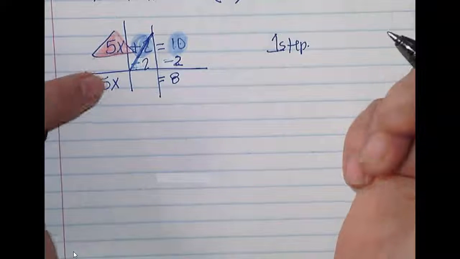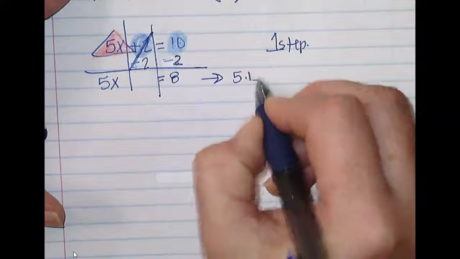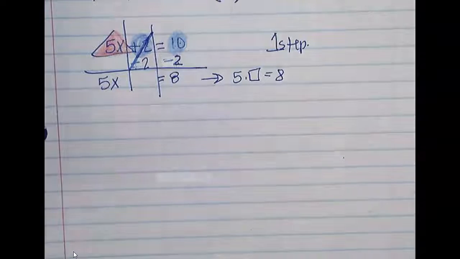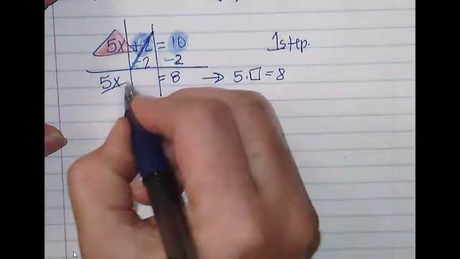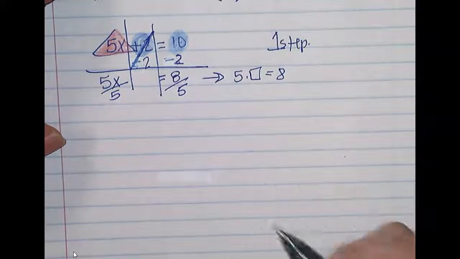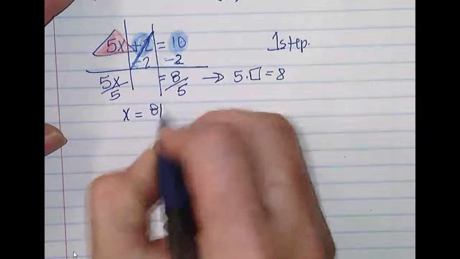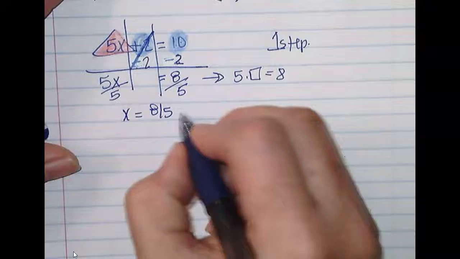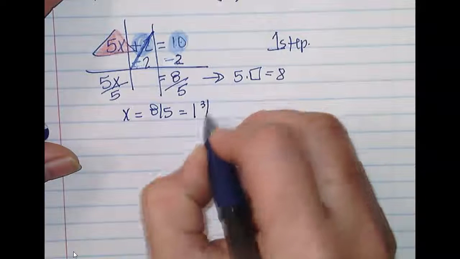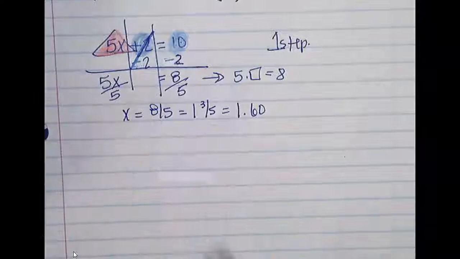This says 5 times blank is 8. Repeat. That says 5 times blank is 8. How do you unmultiply? You divide. So you'll divide both by 5. Why are you dividing by 5, not by 8? Because 5 is by the x. And so x is 8/5. And by the way, I'm okay with 8/5. I'm okay with 1 3/5. I'm okay with 1.60. My favorite is probably 8/5 though.